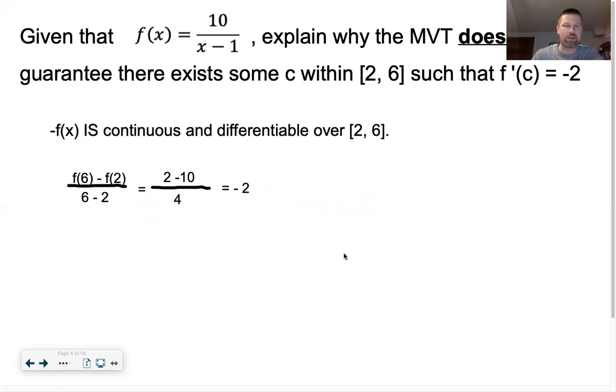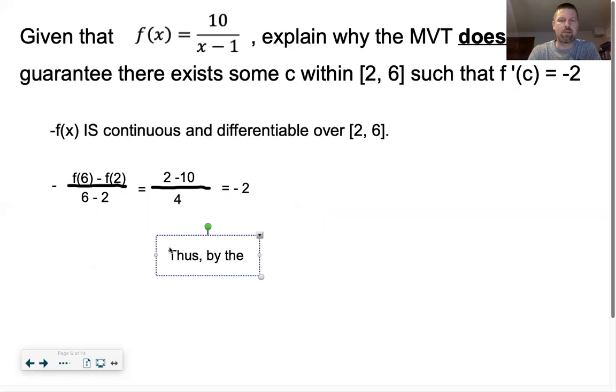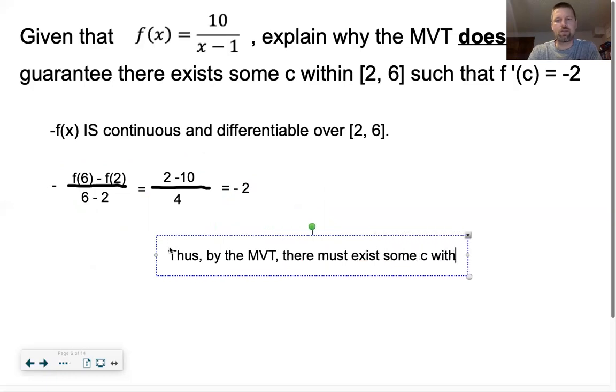You show first off that you know it's continuous and differentiable. You show that the average rate of change is equal to some number. In this case, they gave it, but I've got to show it. And then you can make your conclusion. Thus, by the mean value theorem, there must exist some C within the interval, I'll just say within (2, 6), such that f prime of C is equal to negative 2.